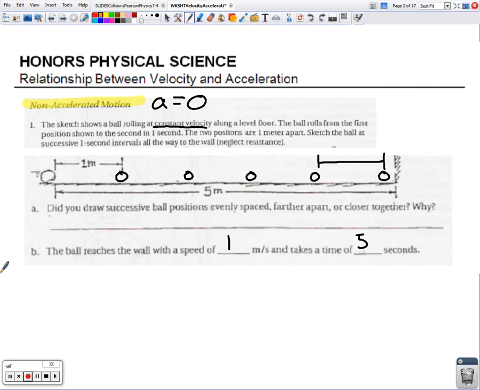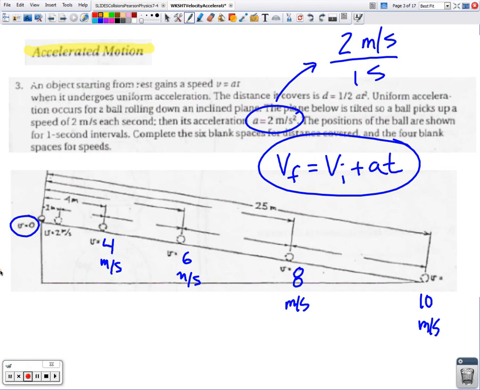It keeps going the same distance each second, which is different than this ramp, where the spacing on the pictures keeps increasing. If that's 1 second worth of time and the pictures keep getting farther apart, that means it's going farther each second. If it goes farther each second, that means it's going faster.